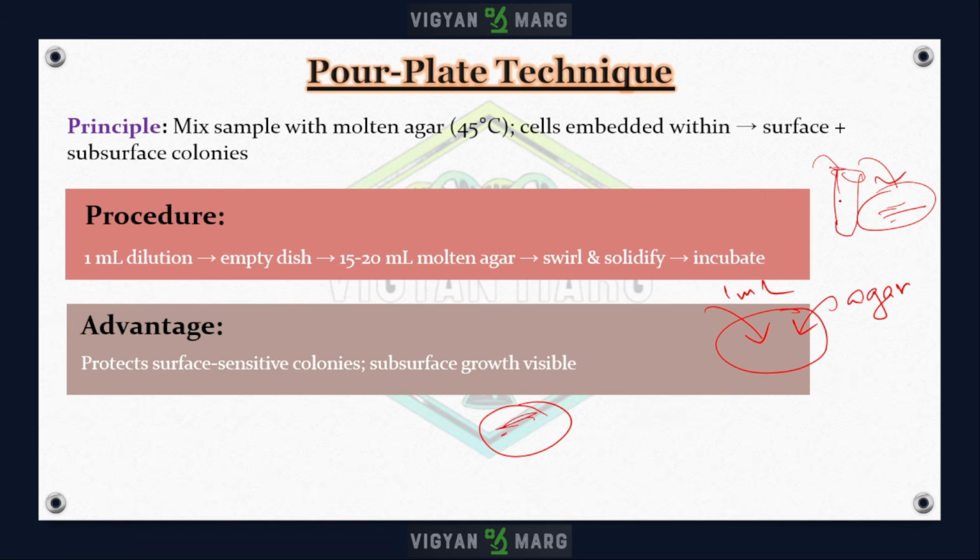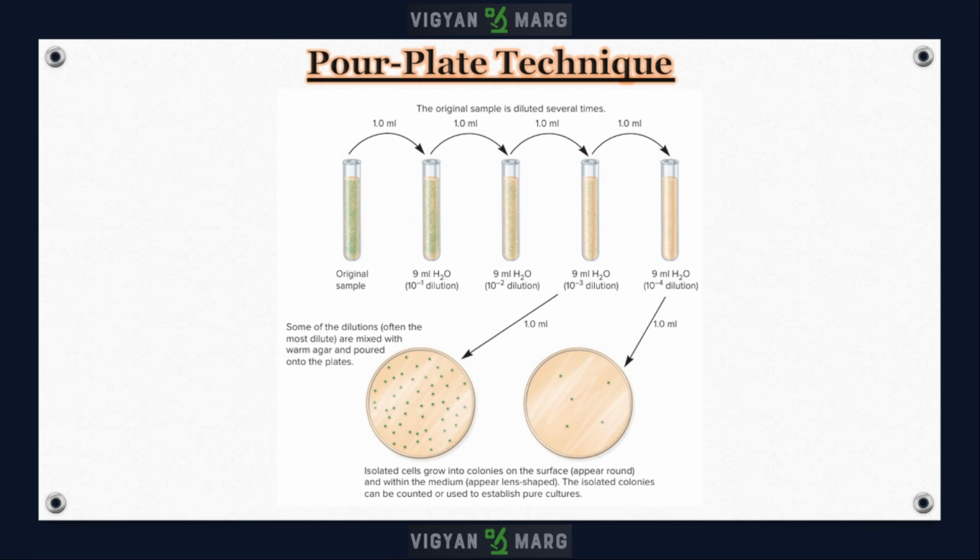When you are mixing it, the temperature of the agar is 45 degrees. In that case, some bacteria can be heat sensitive and can get damaged. Subsurface colonies are also more difficult to pick for subculturing. It's difficult to pick from the pour plate technique.